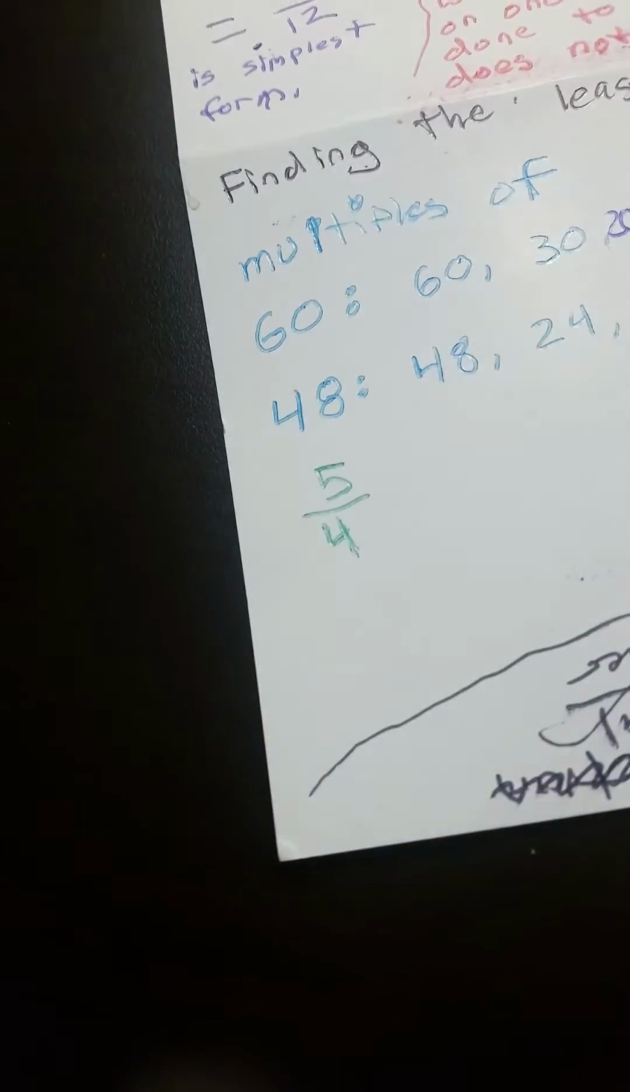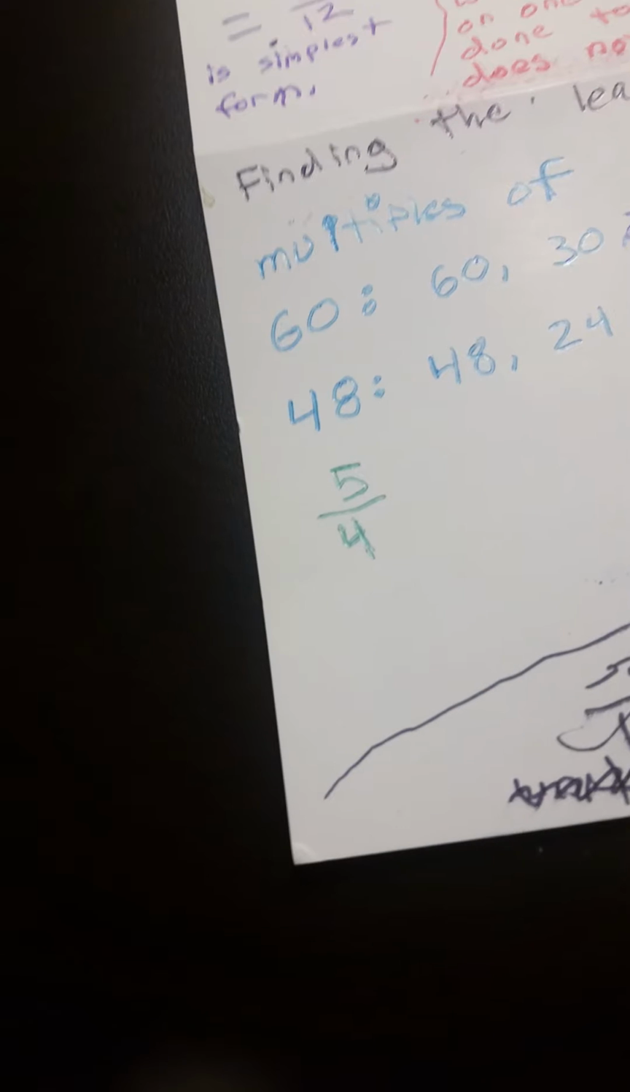And I can go ahead and test that out by dividing 60 by 12, as well as dividing 48 by 12. So this is going to equal 5/4. And that is least common form.